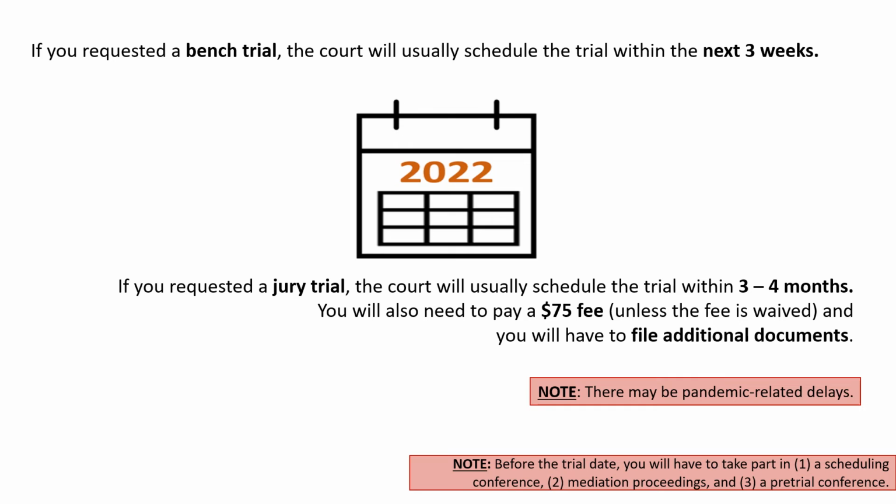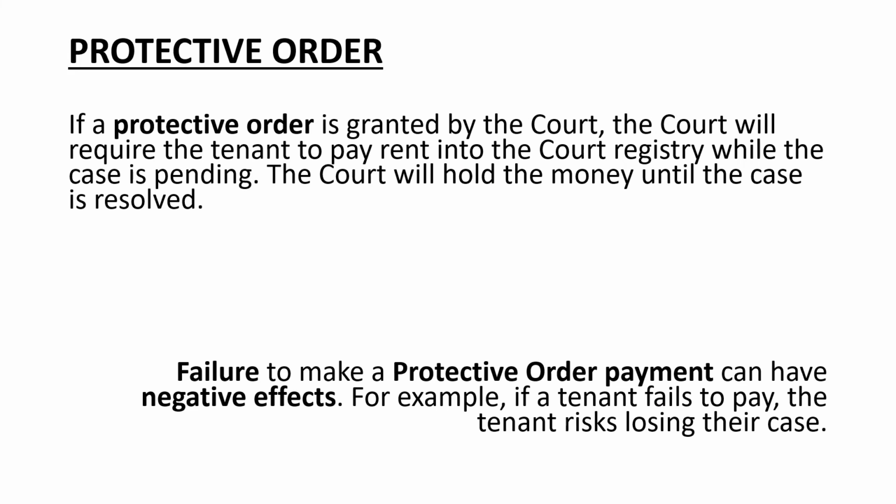If you requested a bench trial, the court will usually schedule the trial within the next 3 weeks. If you requested a jury trial, the court will usually schedule the trial within 3 to 4 months. You will also need to pay a $75 fee, unless the fee is waived, and you will have to file additional documents. Note, there may be pandemic-related delays. Note, before the trial date, you will have to take part in 1. A scheduling conference, 2. Mediation proceedings, and 3. A pretrial conference.